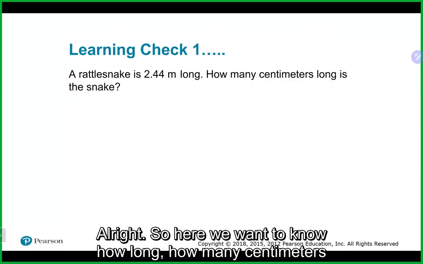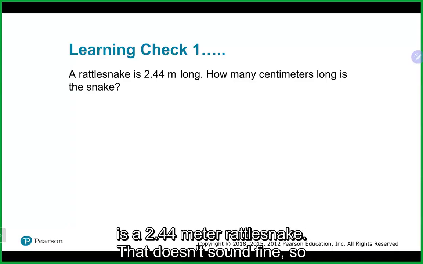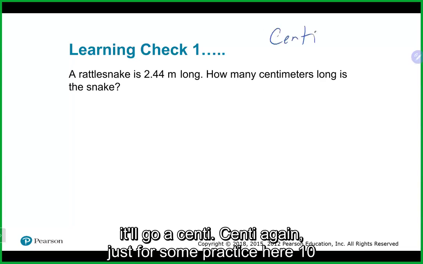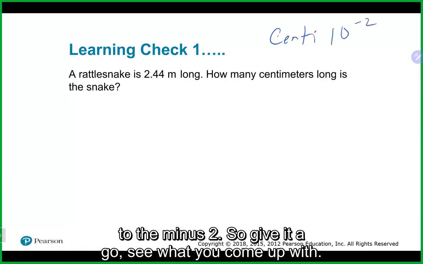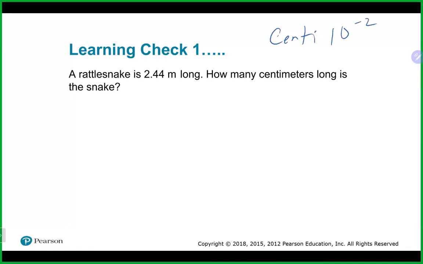All right, so here we want to know how many centimeters a 2.44 meter rattlesnake is. That doesn't sound fun, so we'll go with centi. Centi again, just for some practice here, 10 to the minus 2. So give it a go, see what you come up with.